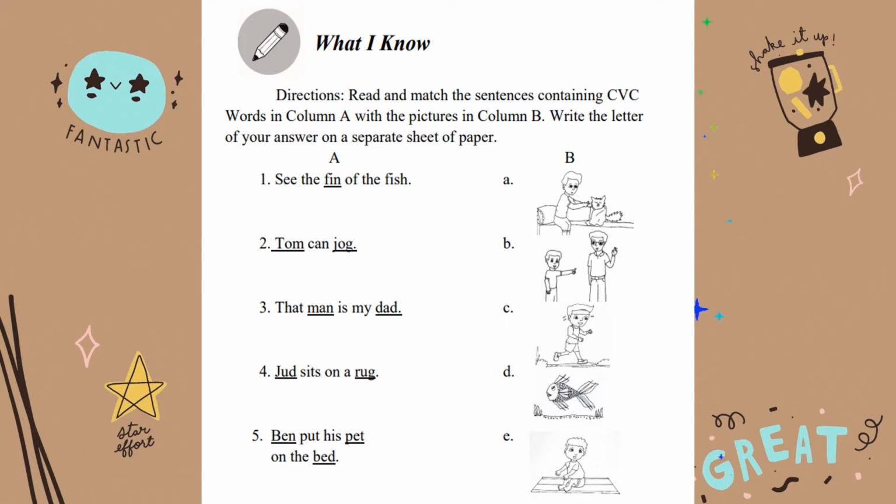For what I know, read and match the sentences containing CVC words in column A with the pictures in column B. Write the letter of your answer on a separate sheet of paper. Number 1, see the fin of the fish. Number 2, Tom can jog. Number 3, that man is my dad. Number 4, Jude sits on a rug. And number 5, Ben put his pet on the bed.